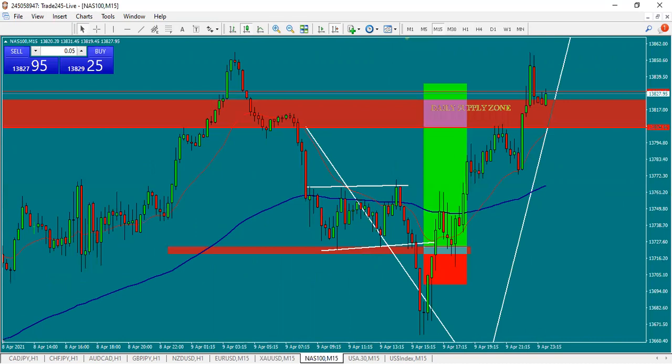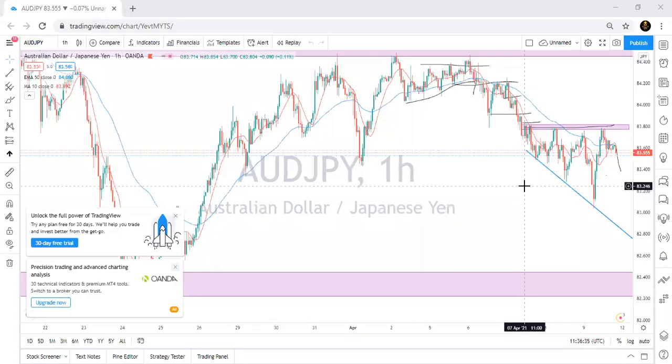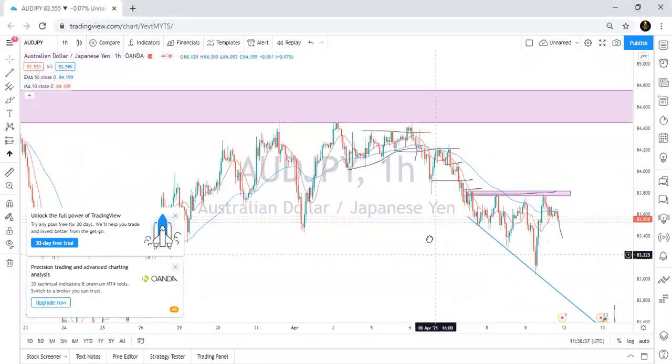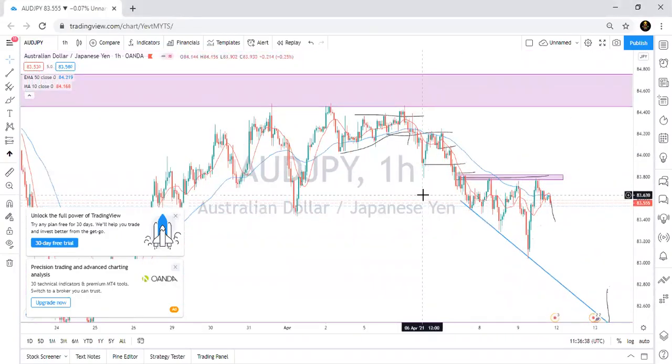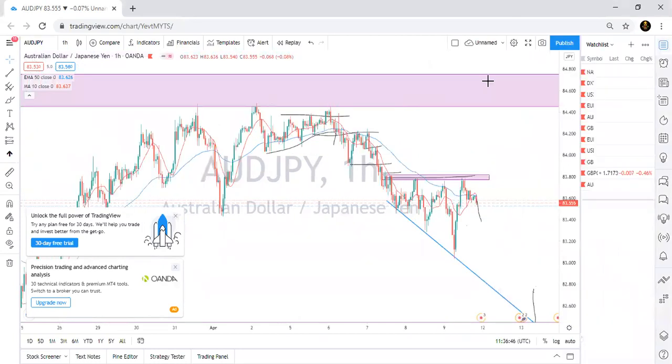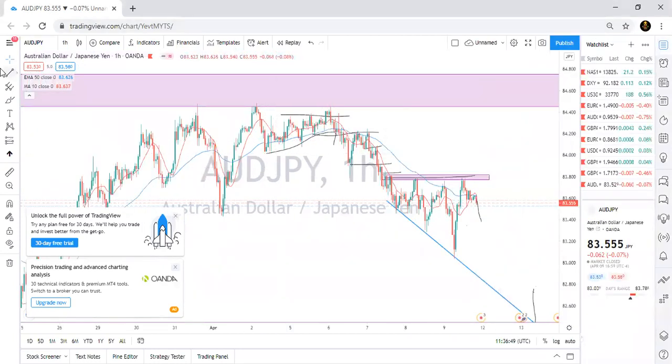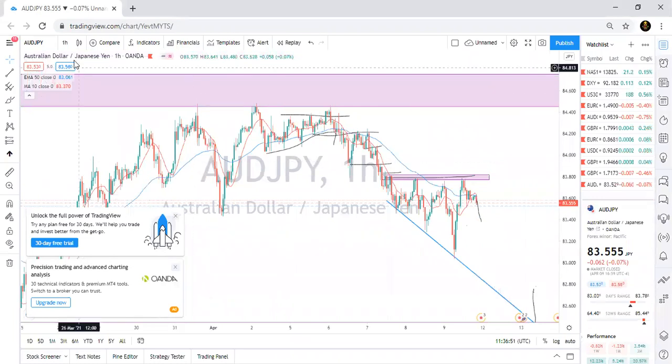Yeah, so I'm going to use TradingView, né? I'm going to use TradingView to share my screen for you guys to see. So, what pairs do you want us to analyze?